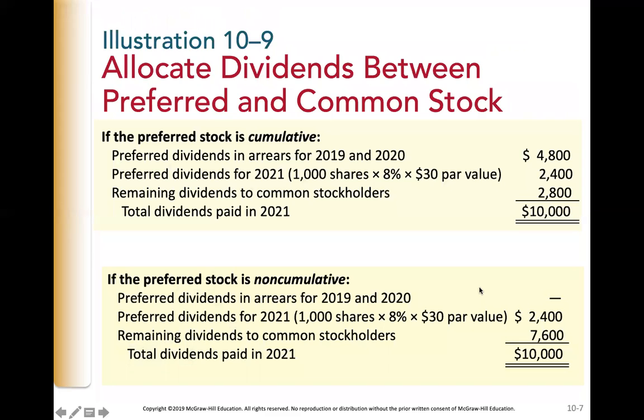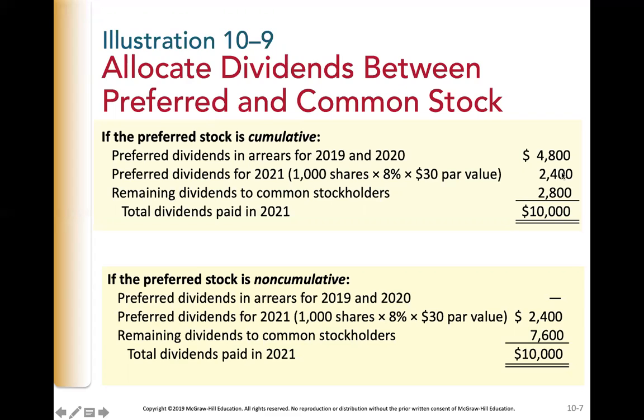Now, we need to discuss the difference between cumulative and non-cumulative dividends. So in this example, look at just this top part right here. If preferred stock is cumulative, we're going to say that in 2019 and 2020, there were no dividends declared and paid. Then in 2021, there were dividends that were declared. So we need to go back and pay dividends in arrears for the 2 years that we haven't paid preferred stockholders plus the current year.